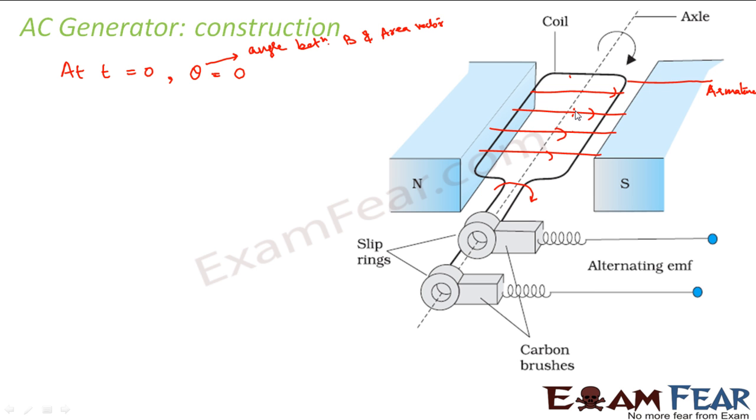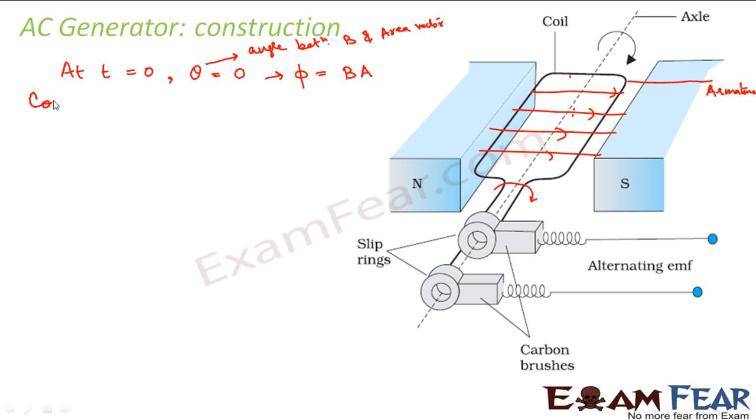So at initial time t, when the time starts, let us suppose theta is equal to 0, because at that time the rectangular coil would be in a position where your area vector makes angle theta with the magnetic field. So in that case, what would be your magnetic flux? That will be equal to BA, because cos 0 is 1.